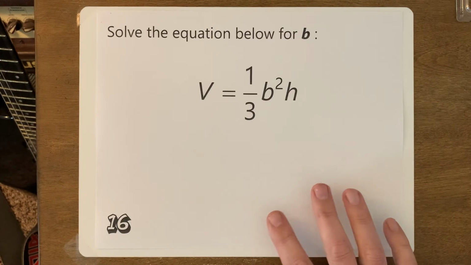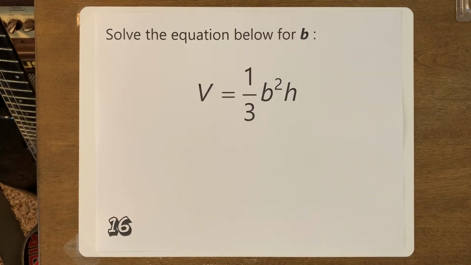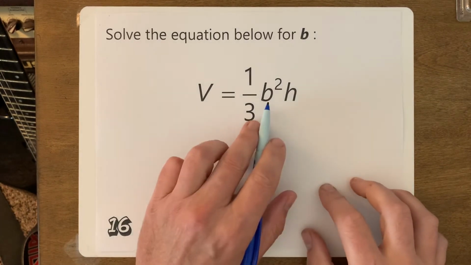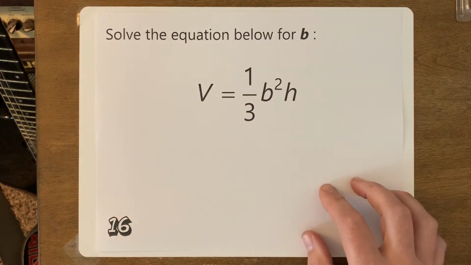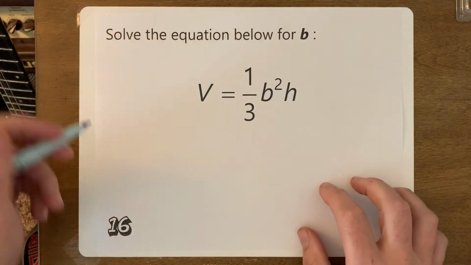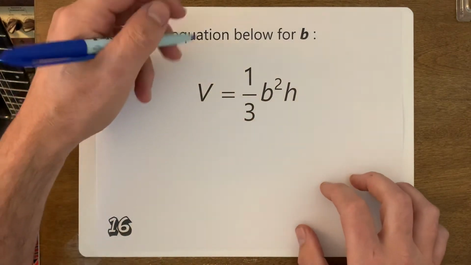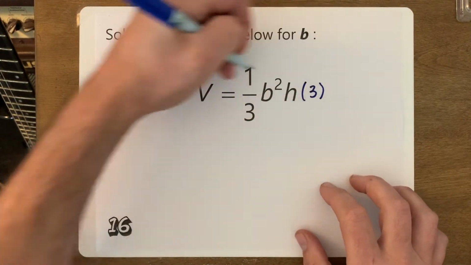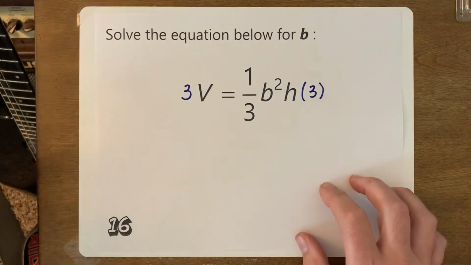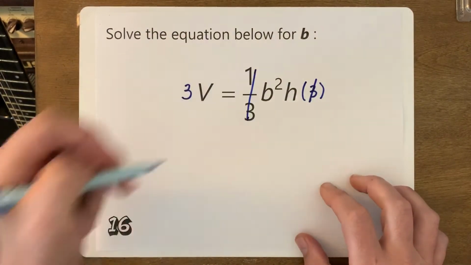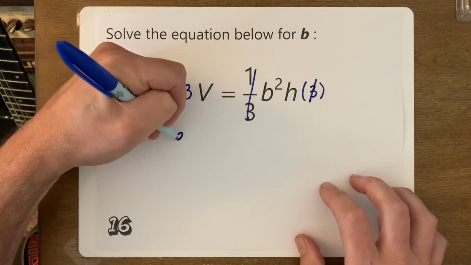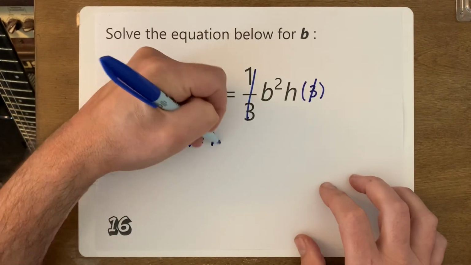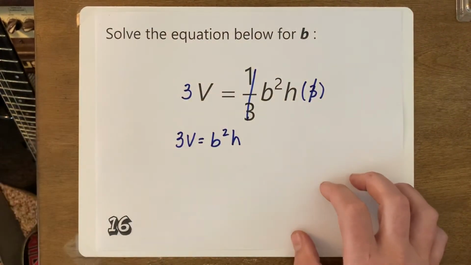Okay, so we have v is equal to 1/3 b squared h. And so we want to get b by itself this time. There is a square with it, no worries. Okay, so if you've learned some things by now, we want to get rid of that 1/3 by multiplying both sides by 3. And so that guy and that guy cancel. And so now we have 3v is equal to b squared h.